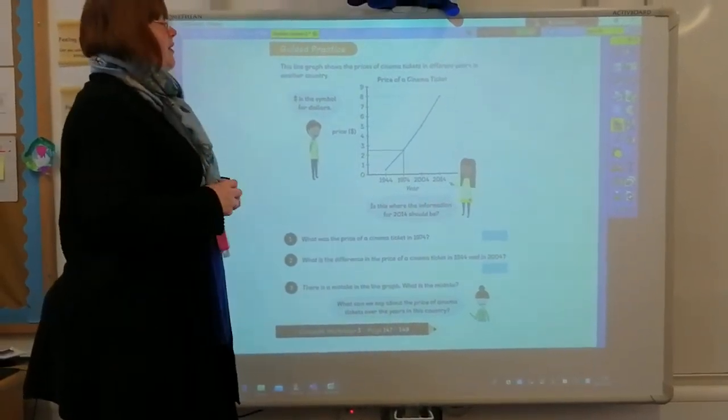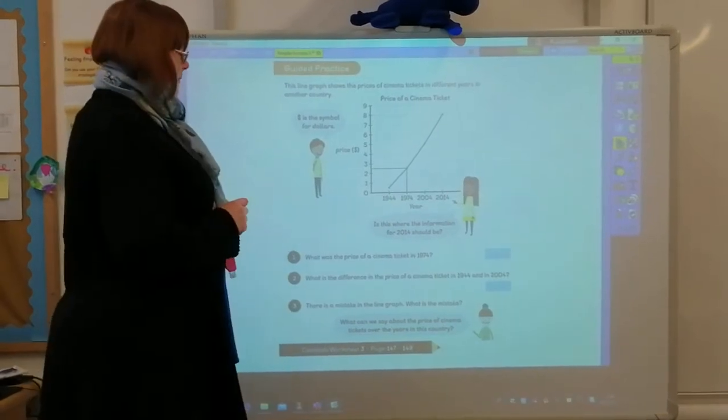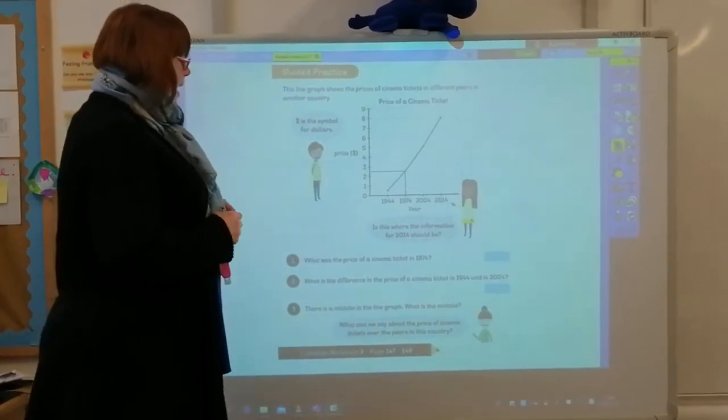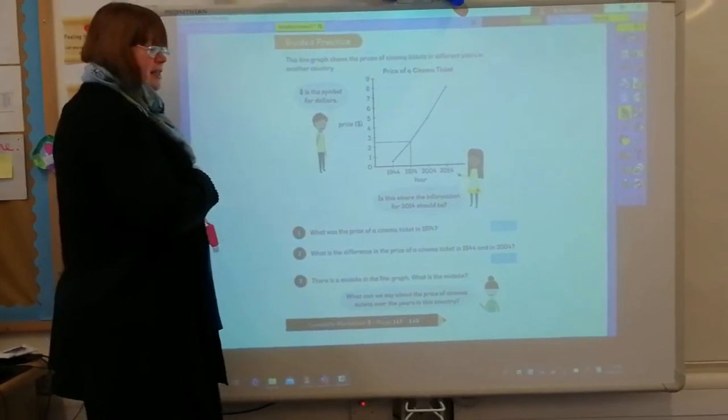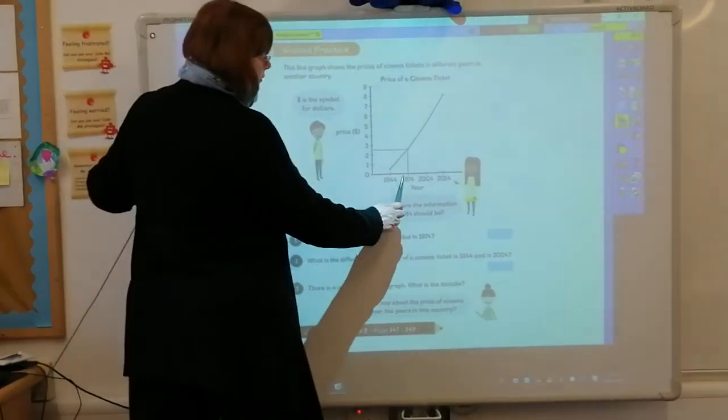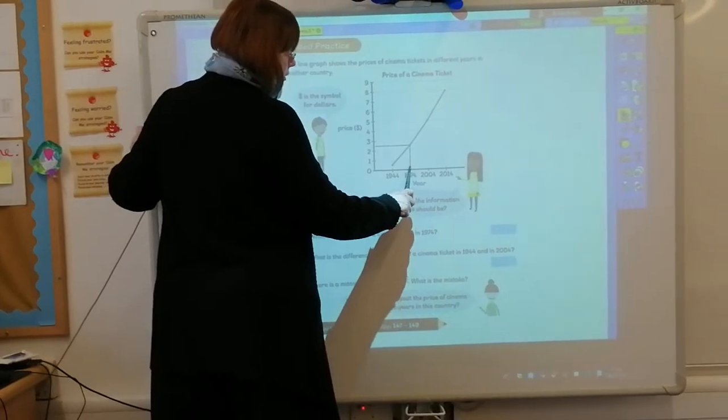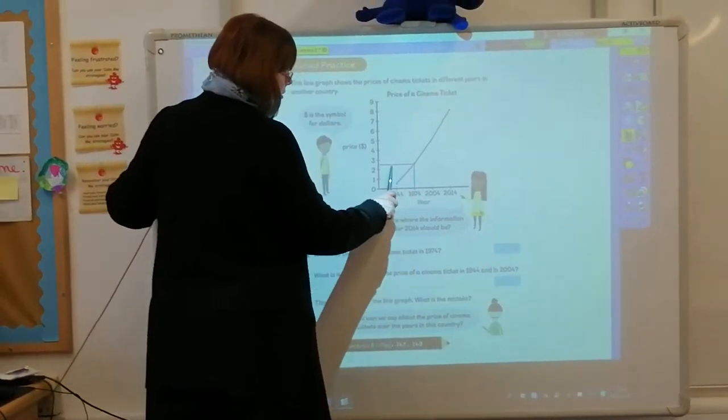So, our guided practice. You've got a line graph here that shows the price of a cinema ticket. Okay? And it's going to ask you some questions. So here, what is the price of a cinema ticket in 1974? So you would find 1974, go up to the line, and come across here.